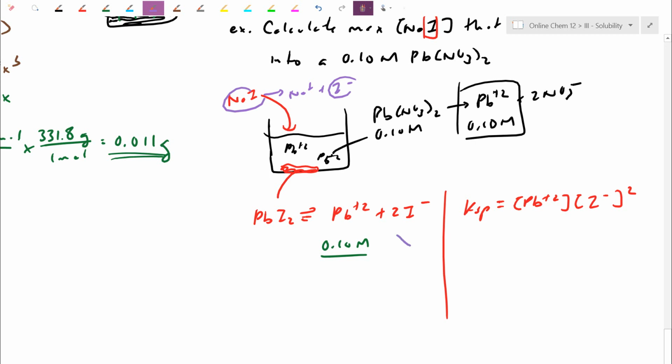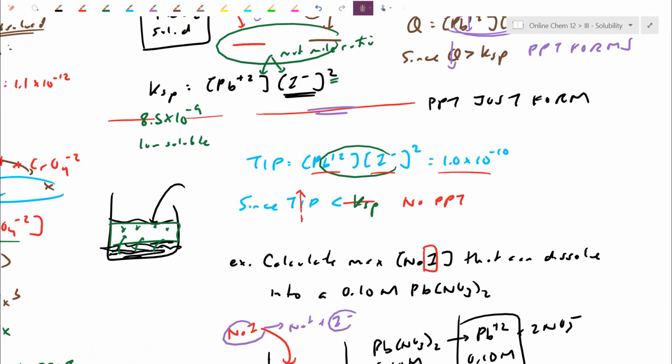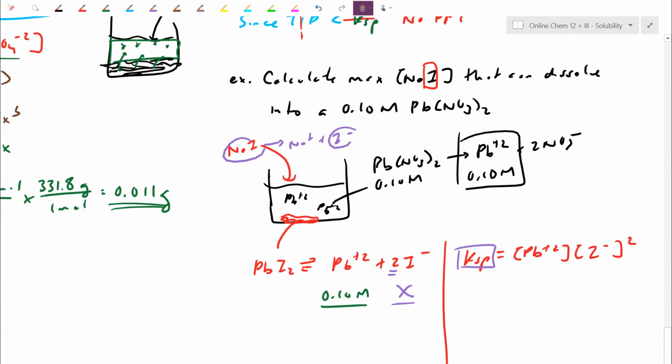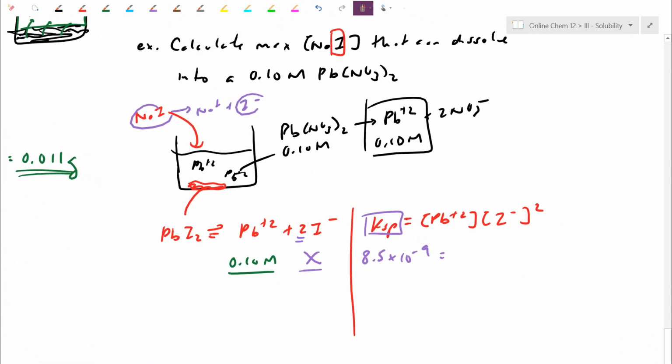I want to know how much iodide, X, I don't really care about this 2 here, how much iodide can I toss in before we end up hitting this Ksp limit, before we max out the solution. So we're going to take the Ksp we had from earlier, either given in the question or you just look it up on the table. We had the number 8.5 times 10 to the negative 9. This has to equal 0.10 multiplied by X, which is our iodide concentration.